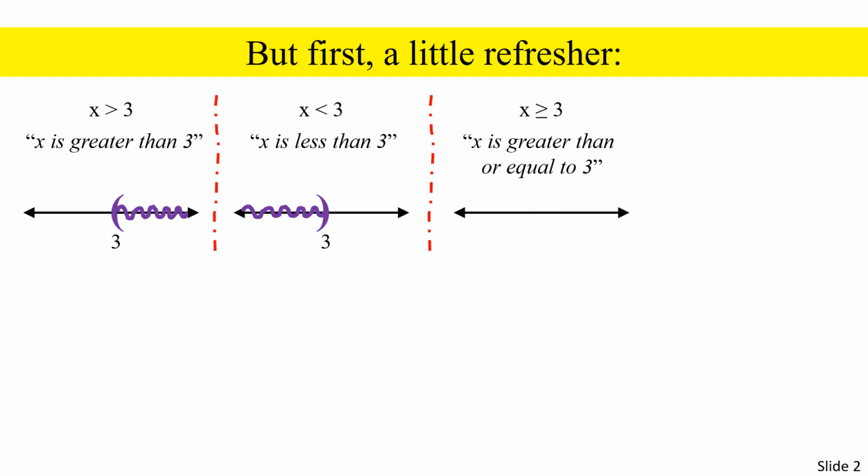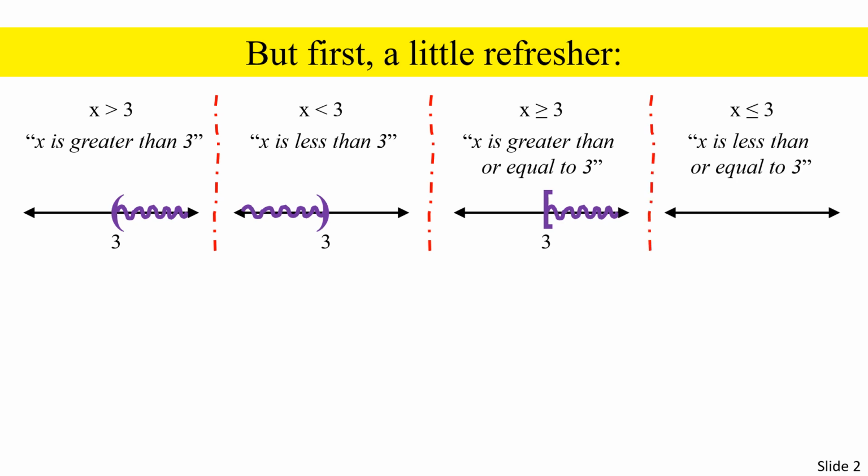X greater than or equal to 3. So I have 3 again. Greater than means shading to the right, but in this case, 3 is included, so I use a bracket. X less than or equal to 3. Again, 3. Less than is to the left, and it's equal to, so the 3 is included, I use a bracket. Back in the old days, they would have used a closed circle.